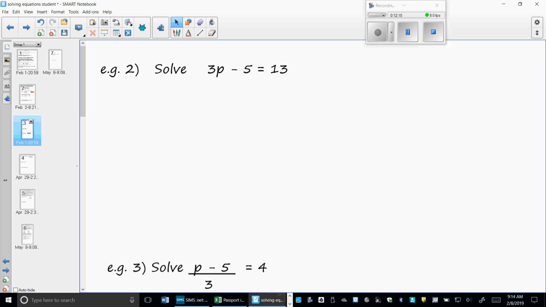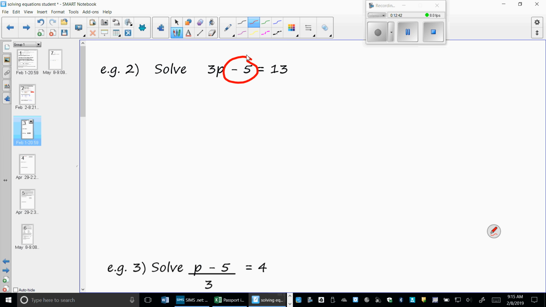Okay, oh good. Alright, so example 2, solve 3p minus 5 equals 13. So remember, we're working through BODMAS backwards, but we're focusing on the side that the letter is on. So the letter is on the left-hand side. I say to myself, are there any additions or subtractions? Yes. On the left-hand side, are there any additions or subtractions? Yeah. So, hopefully, we see that there's a subtraction, yes?